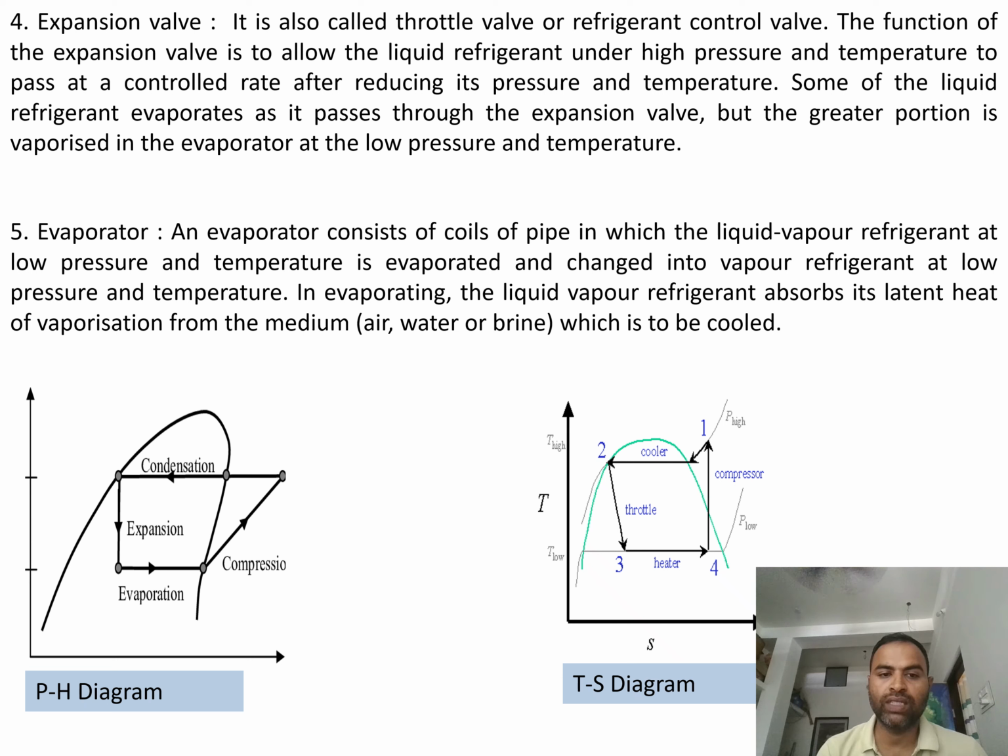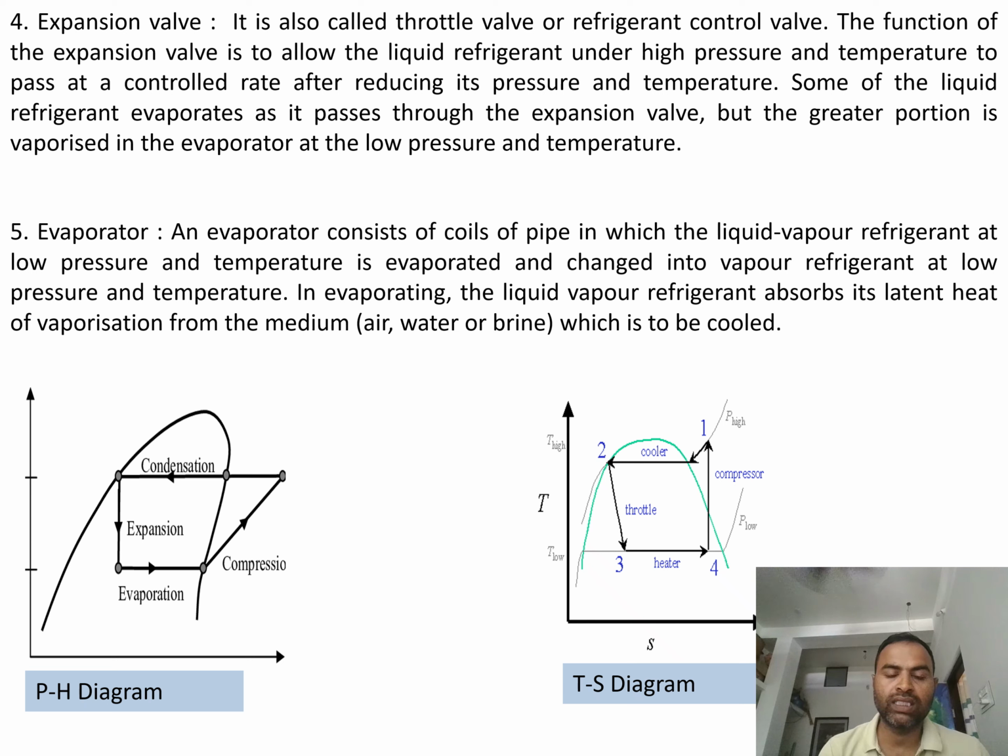Okay. So after condensation, the state is shown at point number 3, where the vapor refrigerant gets converted to liquid refrigerant. Means at point number 3, the condition of refrigerant is high pressure, low temperature liquid refrigerant.